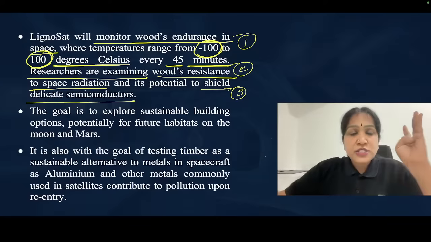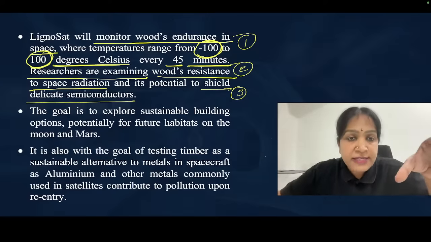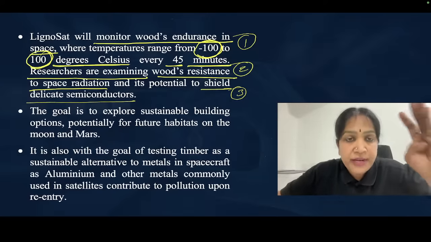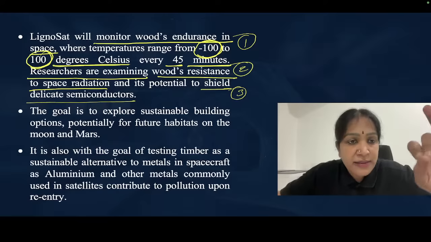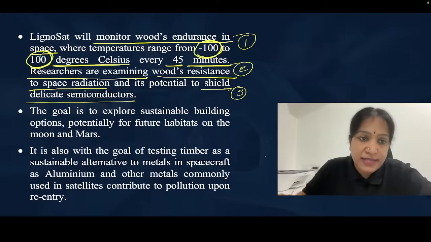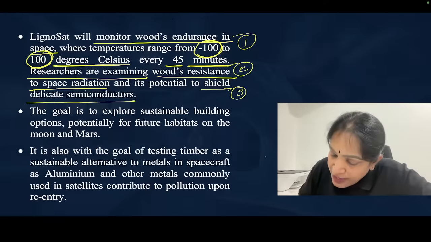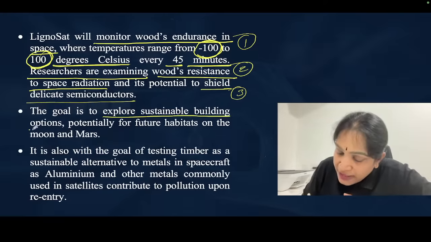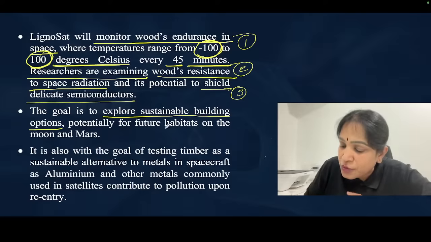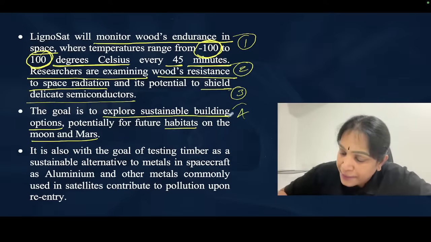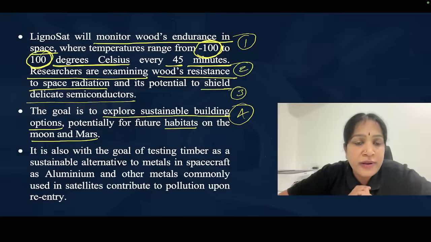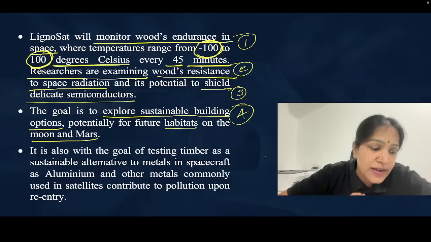Okay, so first one, is the wood resistant to temperature extremes? Is the wood resistant to space radiation? Third one, can it protect the delicate semiconductors which are inside the satellite? And also to explore sustainable building options potentially for future habitats on the Moon and Mars. Fourth purpose. Is it clear? I hope you are identifying the goals, targets of the Lignosat.